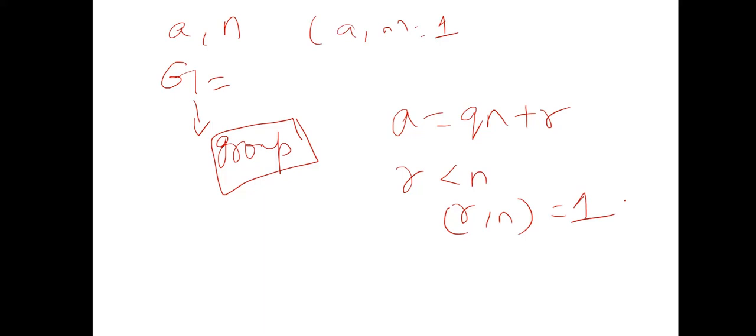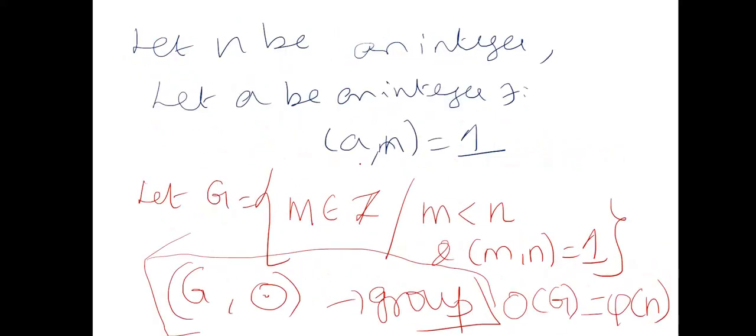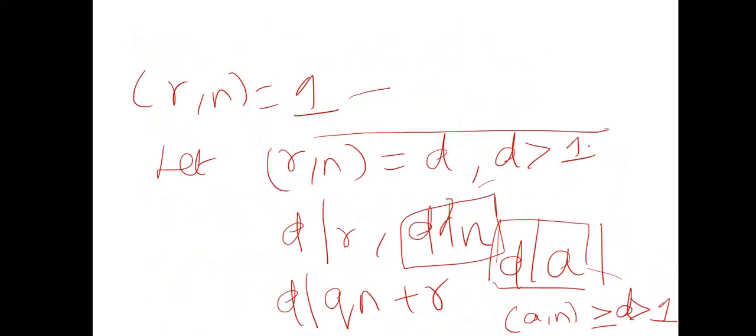Now I want you to pay attention to this R. What is R? R is an integer first. And R is less than N. Moreover, R is relatively prime to N. So this is an integer that is less than n and relatively prime to n. Therefore, of course, in this collection, R will definitely be a member. That is how the set G is constructed. Therefore, R will definitely be in G.